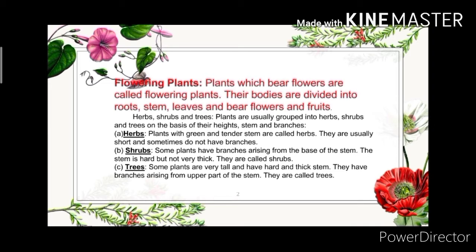Next are trees. Trees will attain a very high, several meter height, and they will have a hard and thick stem. They have branches arising from the upper part of the stem and are basically known as trees.